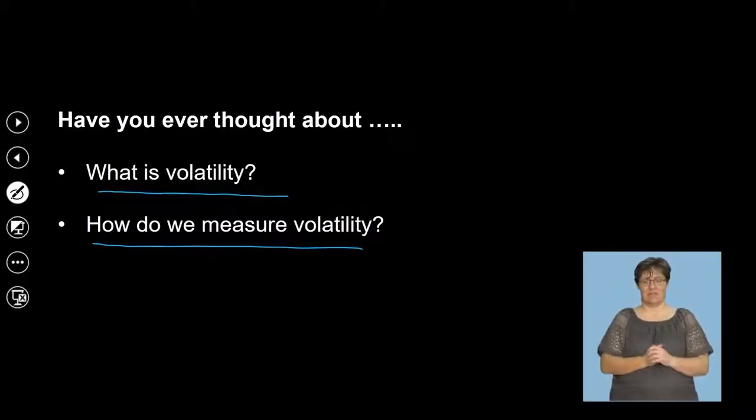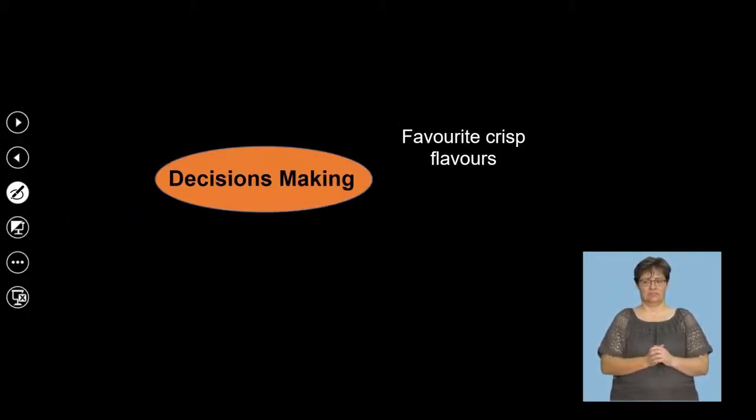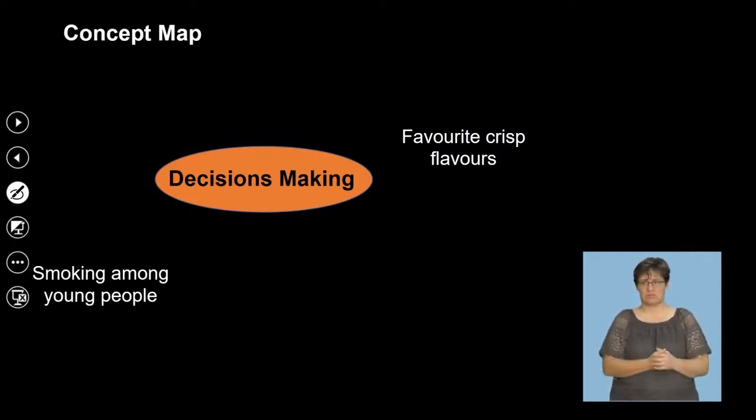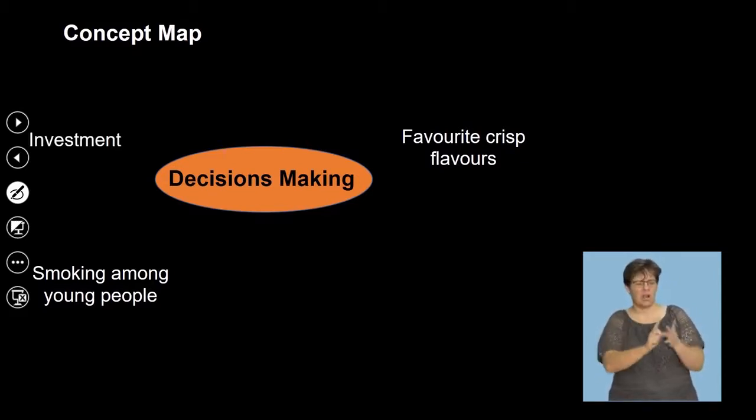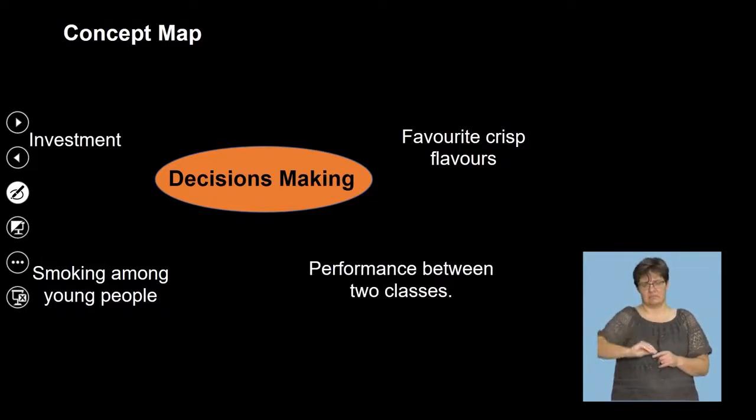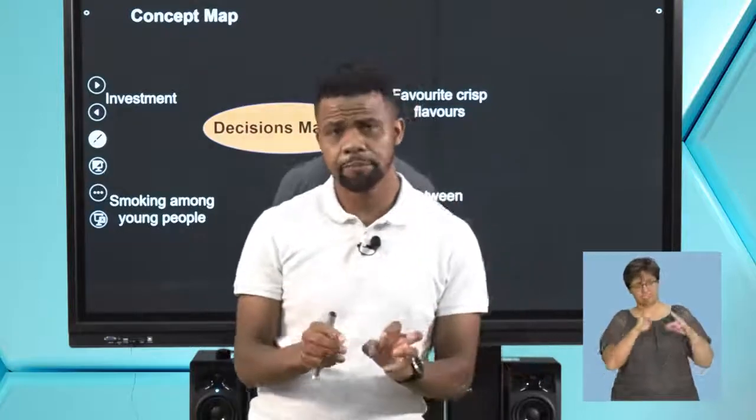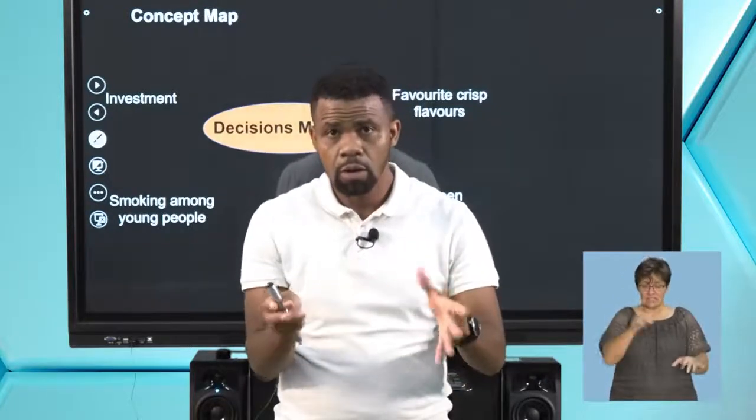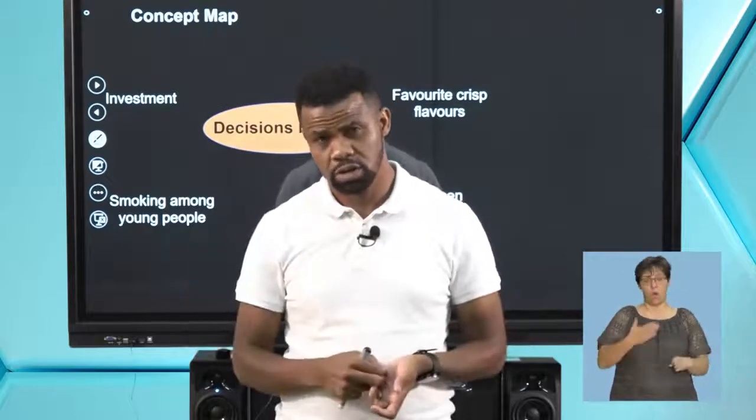So now, we're looking at decision making, and we're going to look at the problem of favorite crepes flavor. We'll solve that, and smoking among young people, and we'll look at an investment problem. After the investment problem, we'll look at performance between two classes.